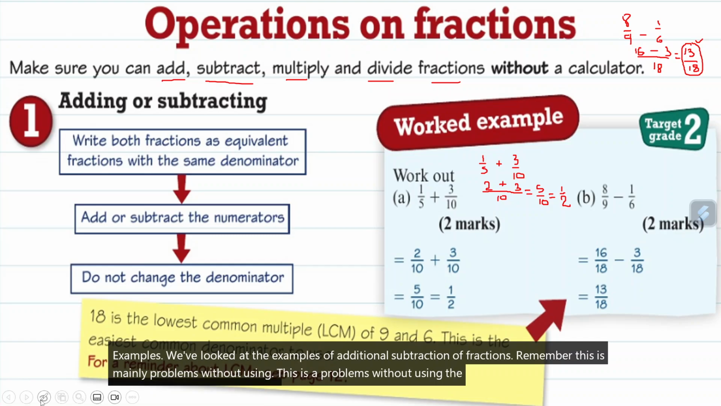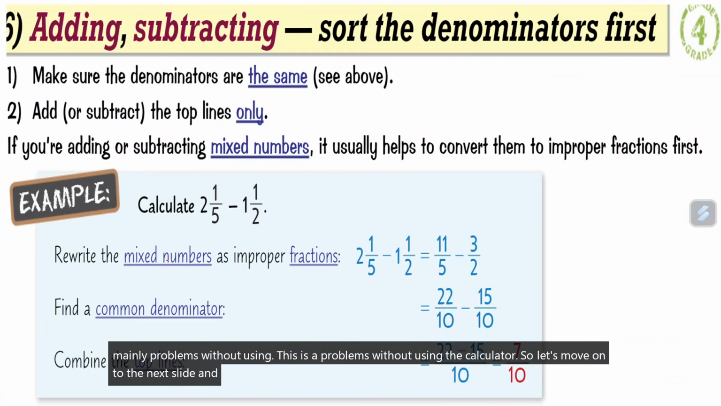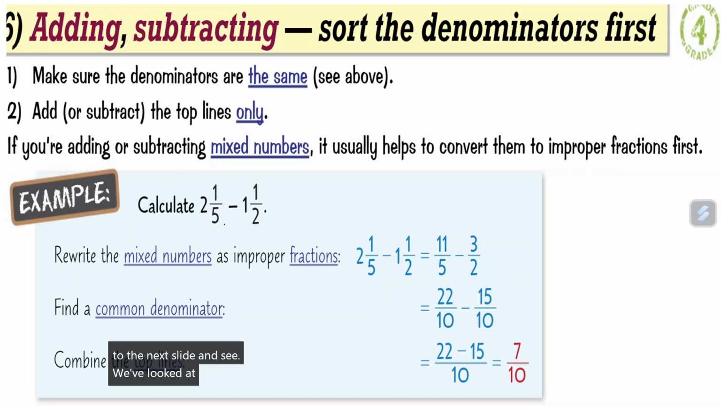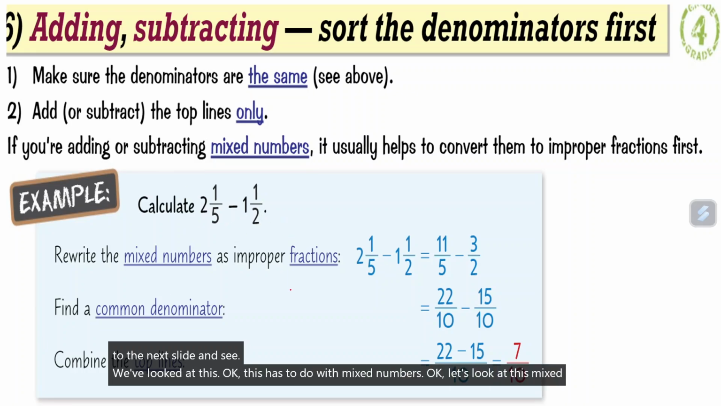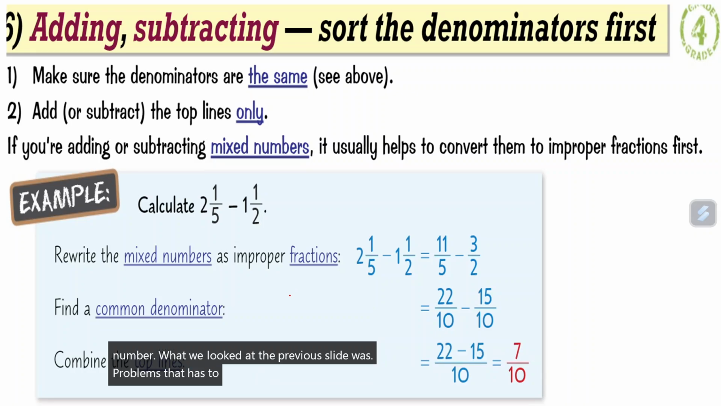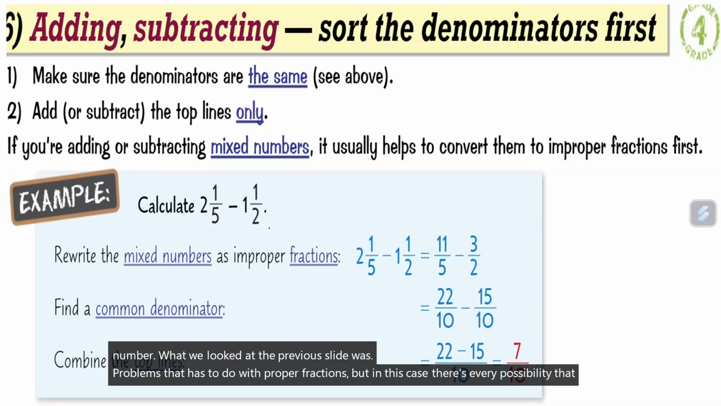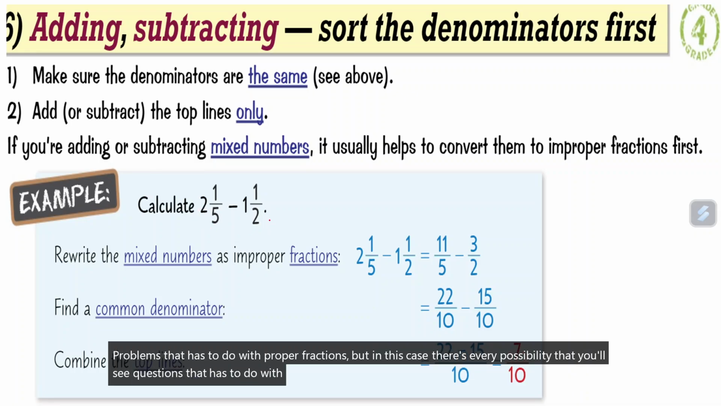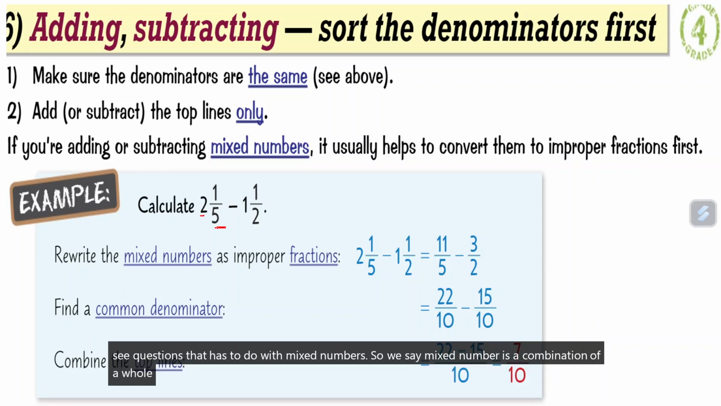So let's move on to the next slide and see. Okay, this has to do with mixed numbers. What we looked at in the previous slide was problems that have to do with proper fractions. But in this case, there's every possibility that you'll see questions that have to do with mixed numbers. So we say a mixed number is a combination of a whole number and a proper fraction.